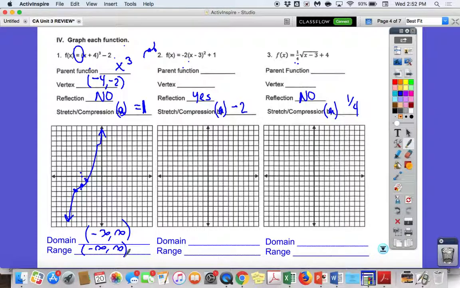Just so we can do some weird domain and range, let's go to this third one. Parent function is square root of x, vertex is 3, 4. So I'm going to come over to 3, and I'm going to go up to 4. I start there. Now this is 1/4. So remember that business where we said we were going to go up 1/4 of a block and go over a block, and all you're doing is eyeballing it. So don't get bent out of shape about it, okay? Just eyeball it. But because you know that this point is 3, 4, your domain, remember, is x. So we start at 3 and we go forever. Range is y, so we start at 4 and we go forever.